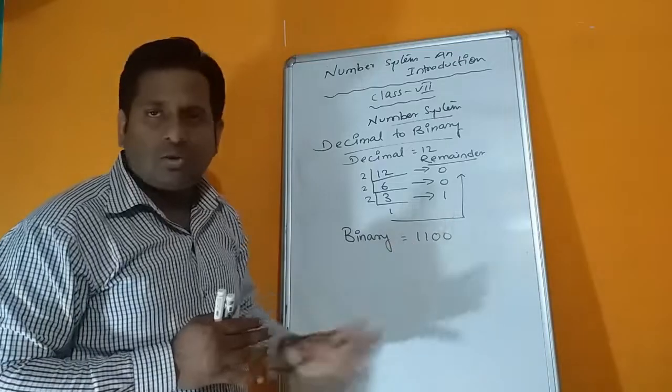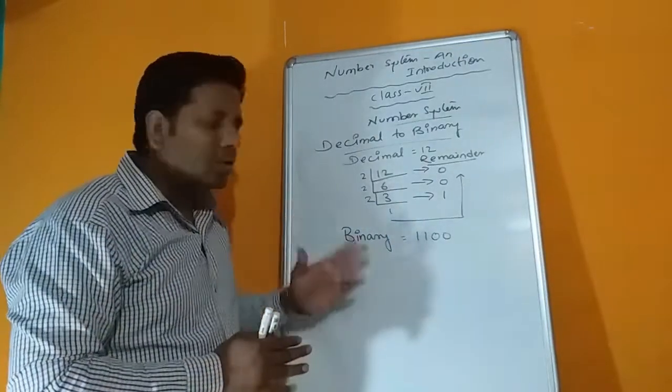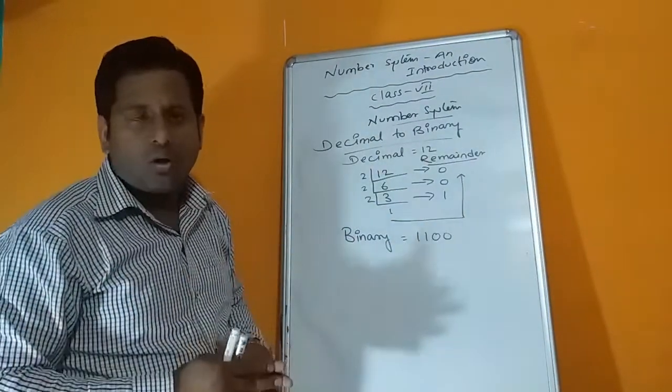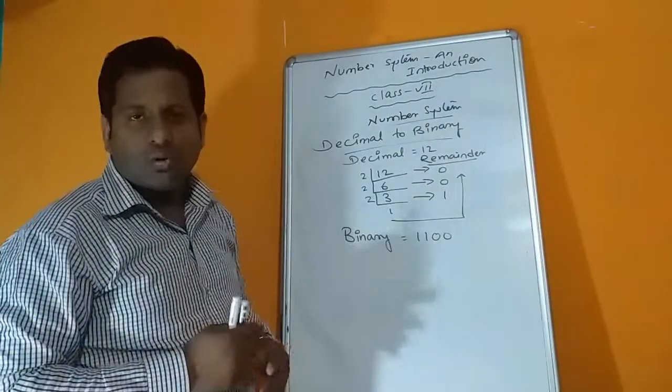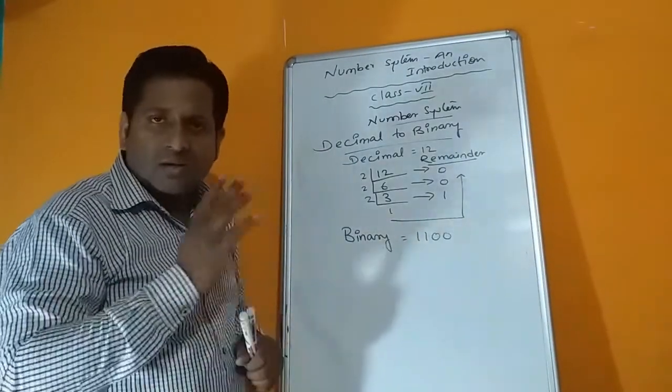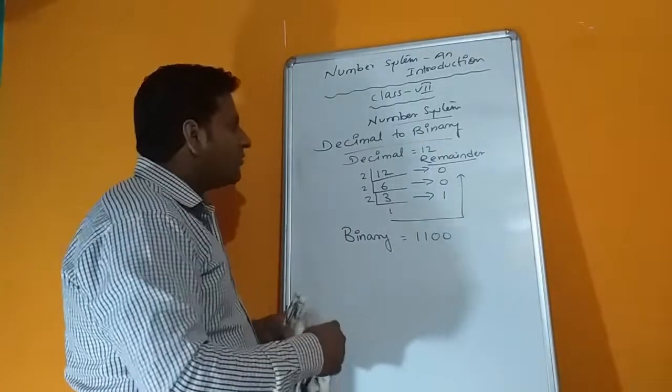So 1 1 0 0. You cannot even say 1100. That is also wrong. You have to say 1 1 0 0. This is the binary part. Is this clear, children? Now see the other conversion.